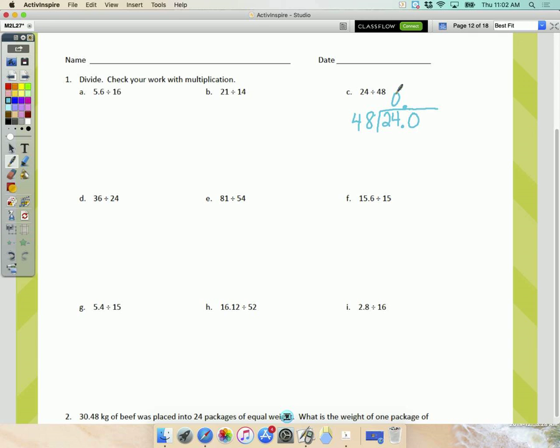What should I round 48 to? 50. Okay, so since I rounded it up, do you think a 5 is going to work? Let's try it. Oh, that's nice. Okay, so my answer to this problem is going to be 5 tenths, right?